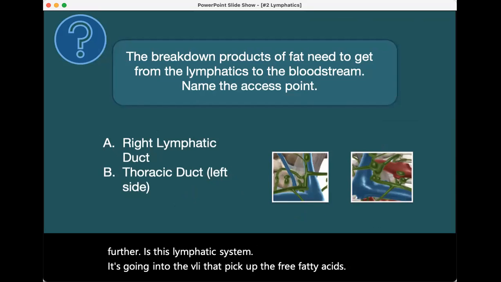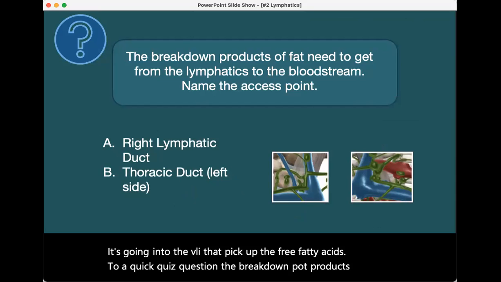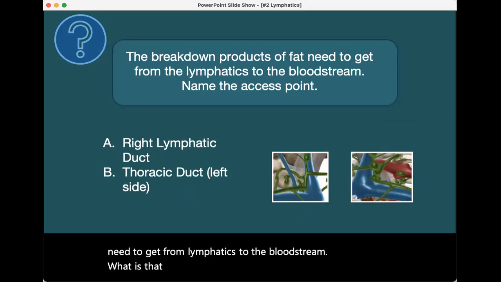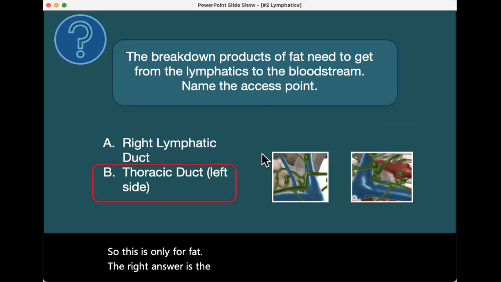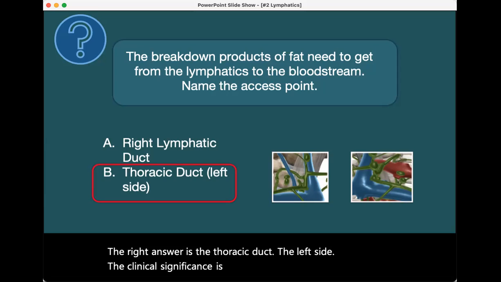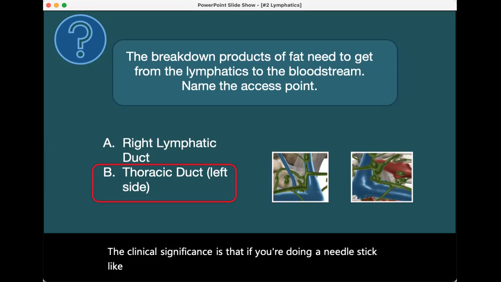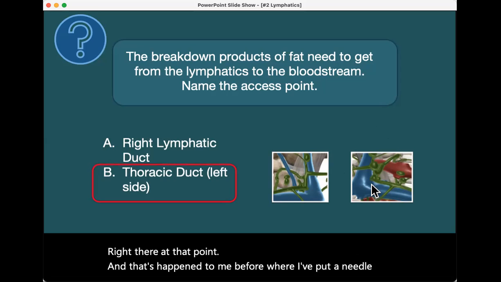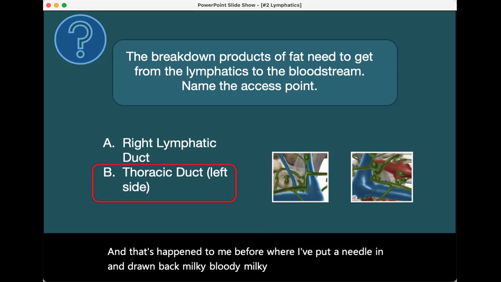So quick quiz question. The breakdown products of fat need to get from the lymphatics to the bloodstream. What is that access point? So this is only for fat. The right answer is the thoracic duct, the left side. The clinical significance is that if you're doing a needle stick, like a right internal jugular vein needle stick for central venous access, right there at that point, and that's happened to me before where I've put a needle in and drawn back milky, bloody milky fluid. You've gotten into the thoracic duct.